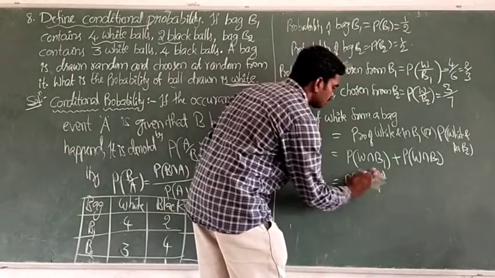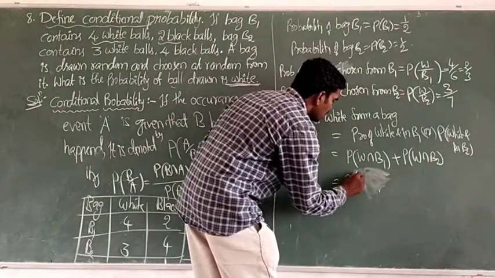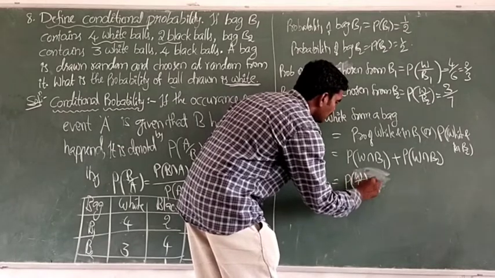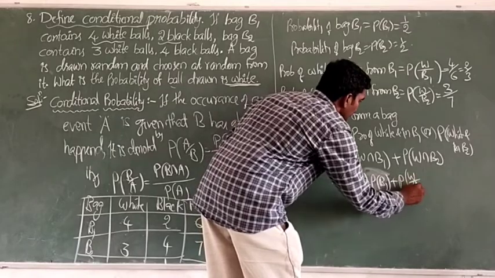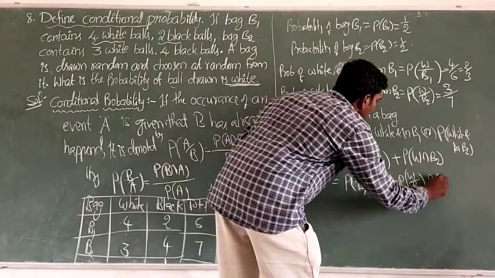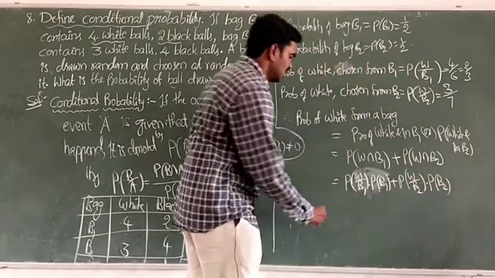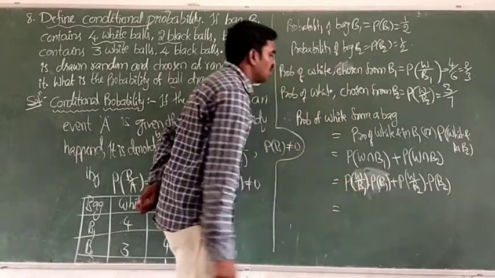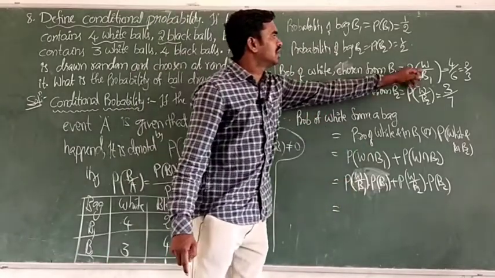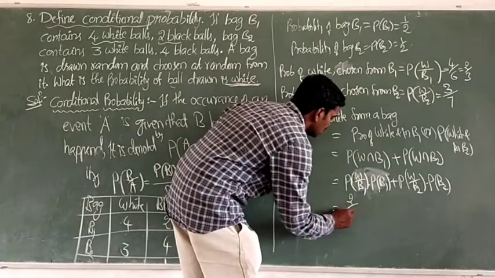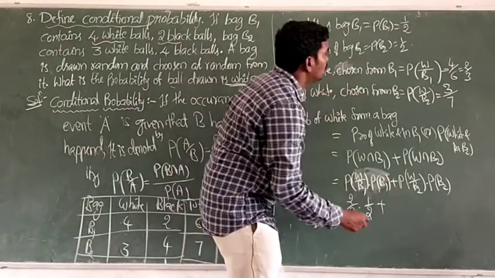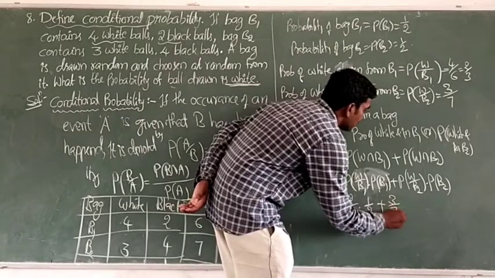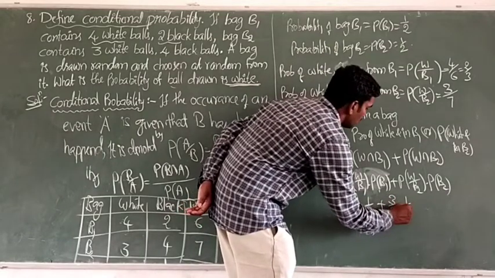Next step. So I am writing P of W by B1 into P of B1 plus P of W by B2 into P of B2. In this way we can represent. So which is equal, what is the probability of W by B1? 2 by 3 into probability of B1, 1 by 2, plus probability of W by B2, 3 by 7, into probability of B2, 1 by 2.